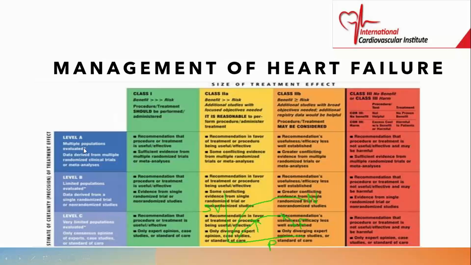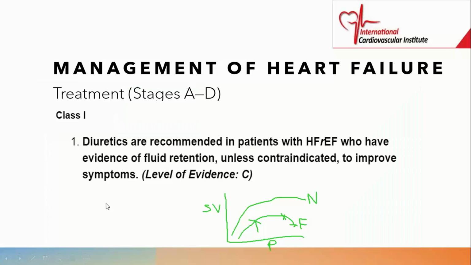And then with the level of evidence A, B, and C. Okay, so diuretics is a class 1. So giving diuretics is considered class 1, and it is recommended in patients with heart failure with reduced ejection fraction who have evidence of fluid retention. So again, when the patient comes, you're going to take your history, physical examination, and you're going to assess to see if the patient is fluid overloaded.